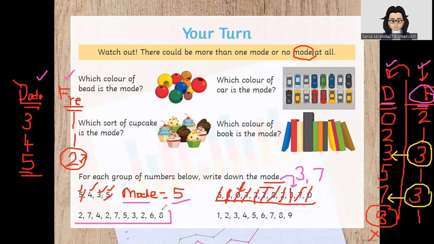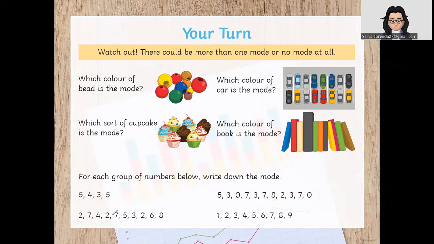Now let's look at this data here. I'm going to clear all this. We have 2, 7, 4, 2, 7, 5, 3, 2, 6, 8. Pretty confusing, but if you want to try doing it without the frequency table, then you'll have to be very careful. So how many 2's do we have? We have 2 2's. Oh, 3 2's.